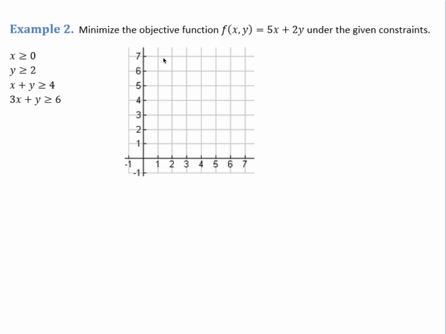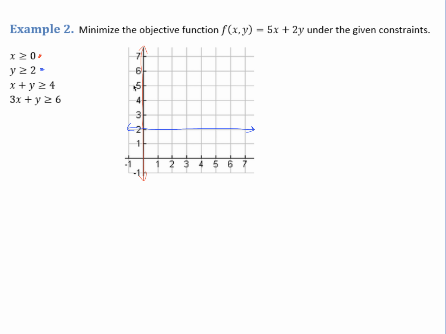Let's take a look at another one. X is greater than or equal to 0. This is a good one just to talk about really quickly. So this is just saying we want to the right of the y-axis, we want things greater than 0. For the next part, we want y is greater than 2. So here's 2. We want y greater than 2.